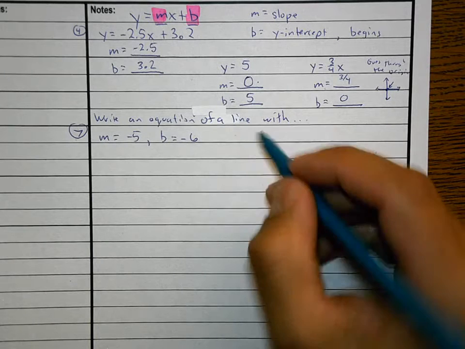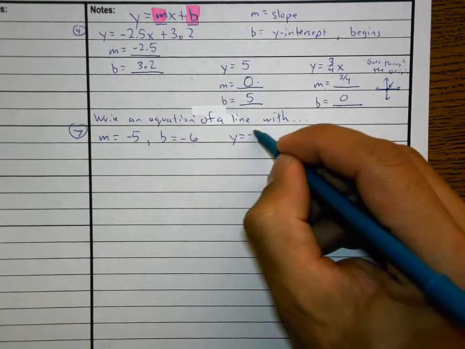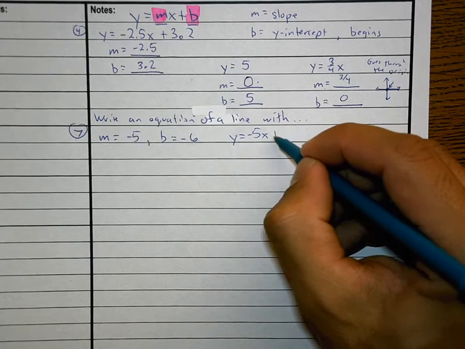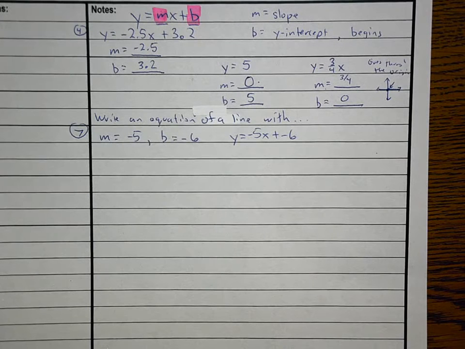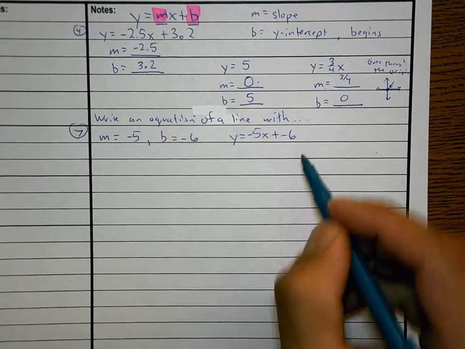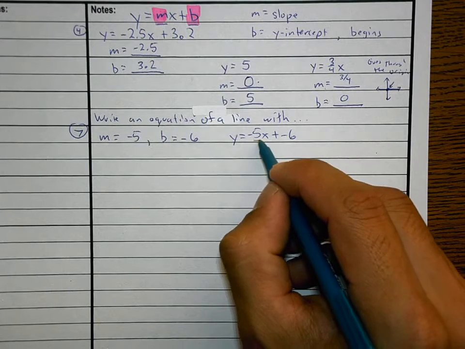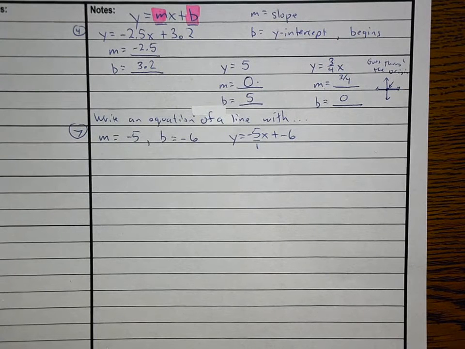y equals -5x plus -6. Plus a -6 is fine. I would never mark you wrong for a plus a -6. Under -5, one more time, put a 1 under -5. You can. I would never mark you wrong for that either. Those will only help you when you get to the graph part.